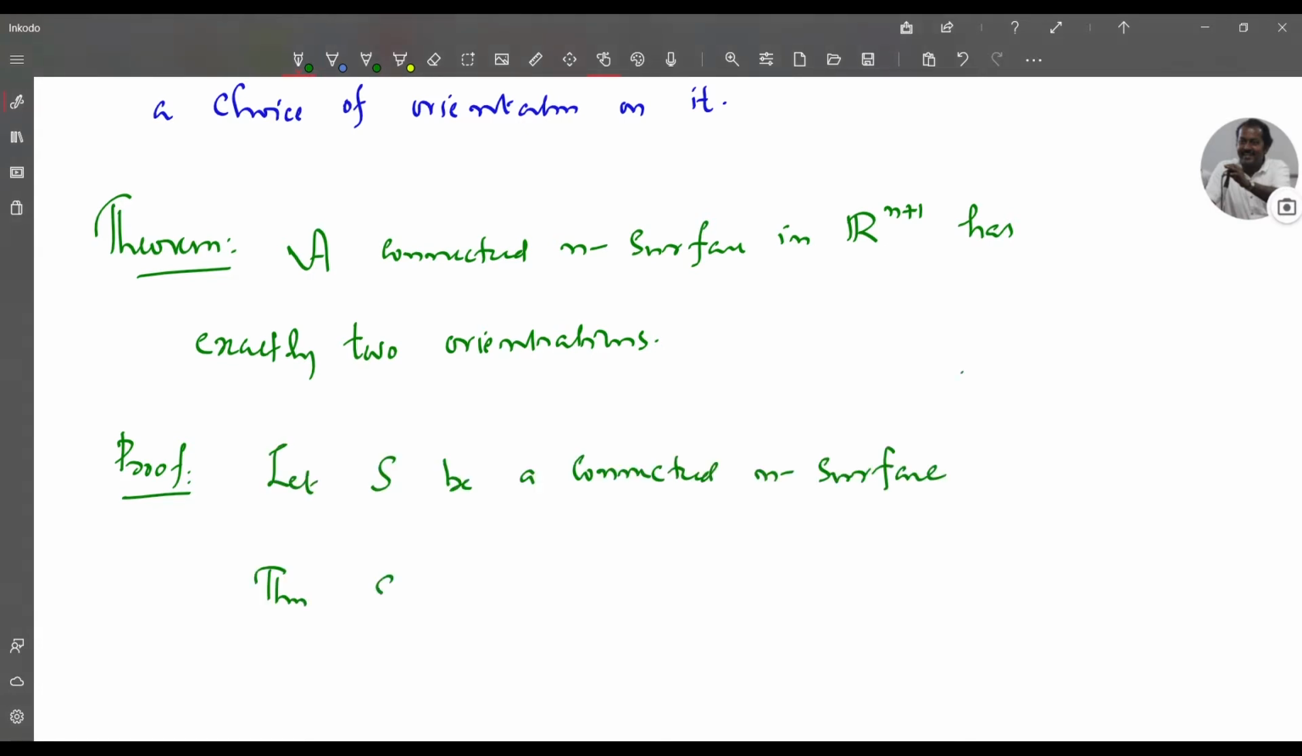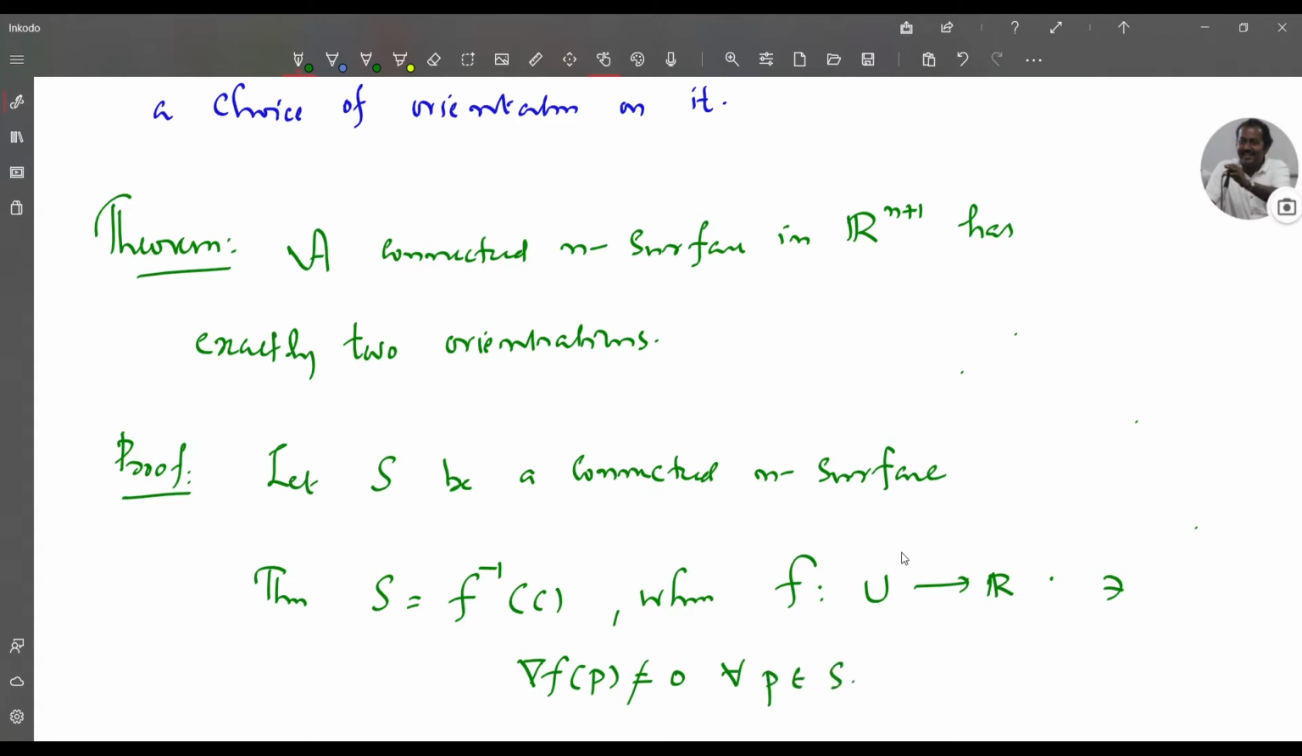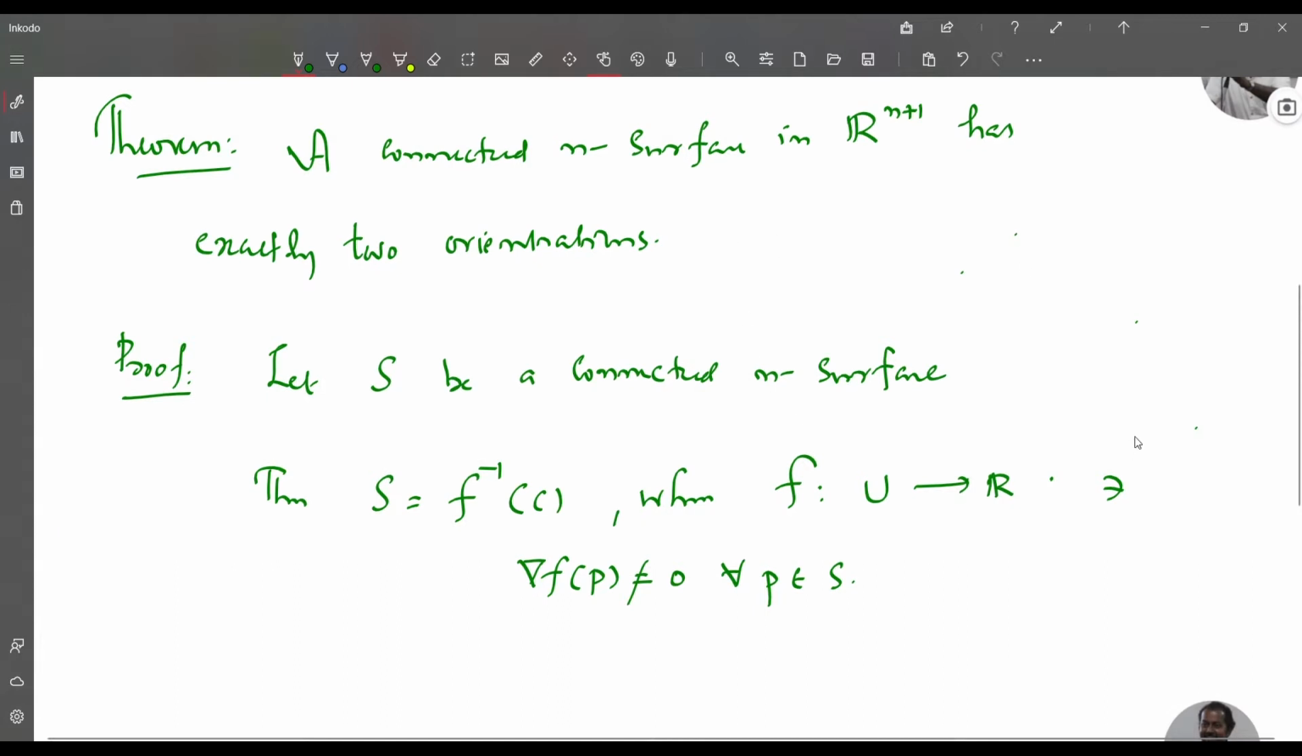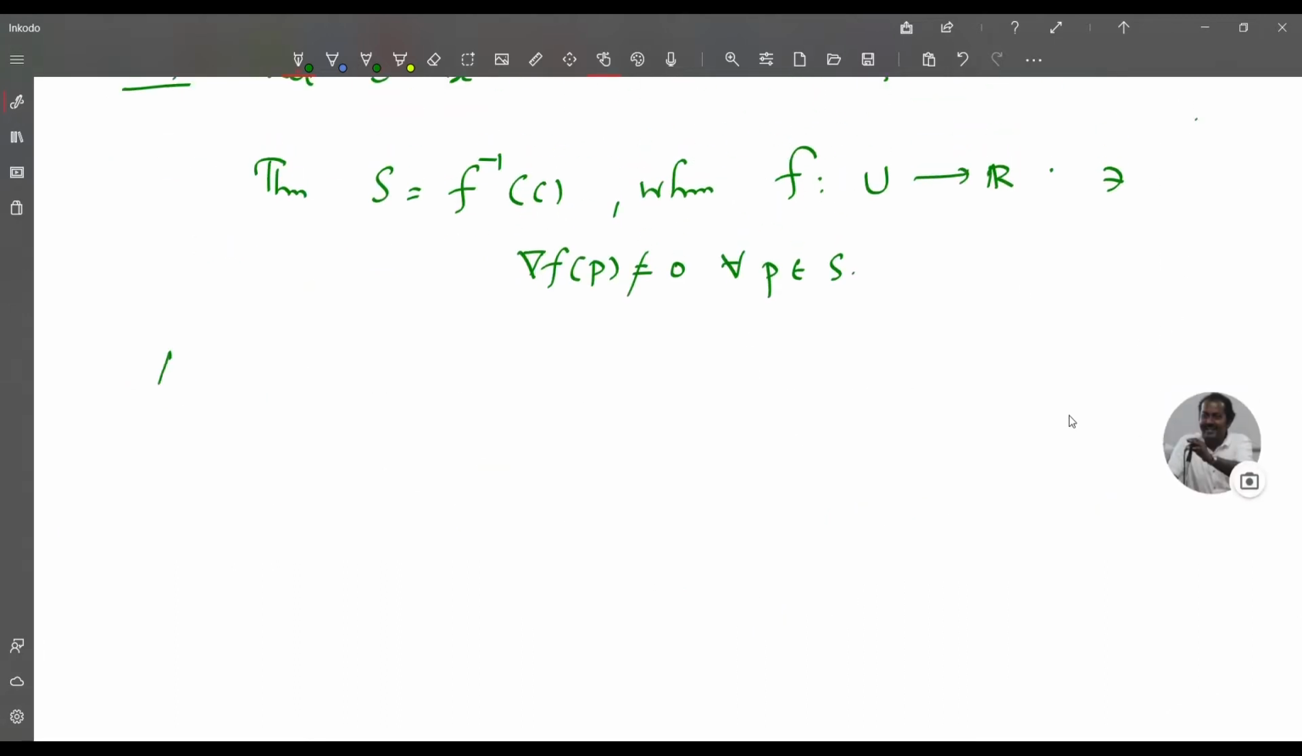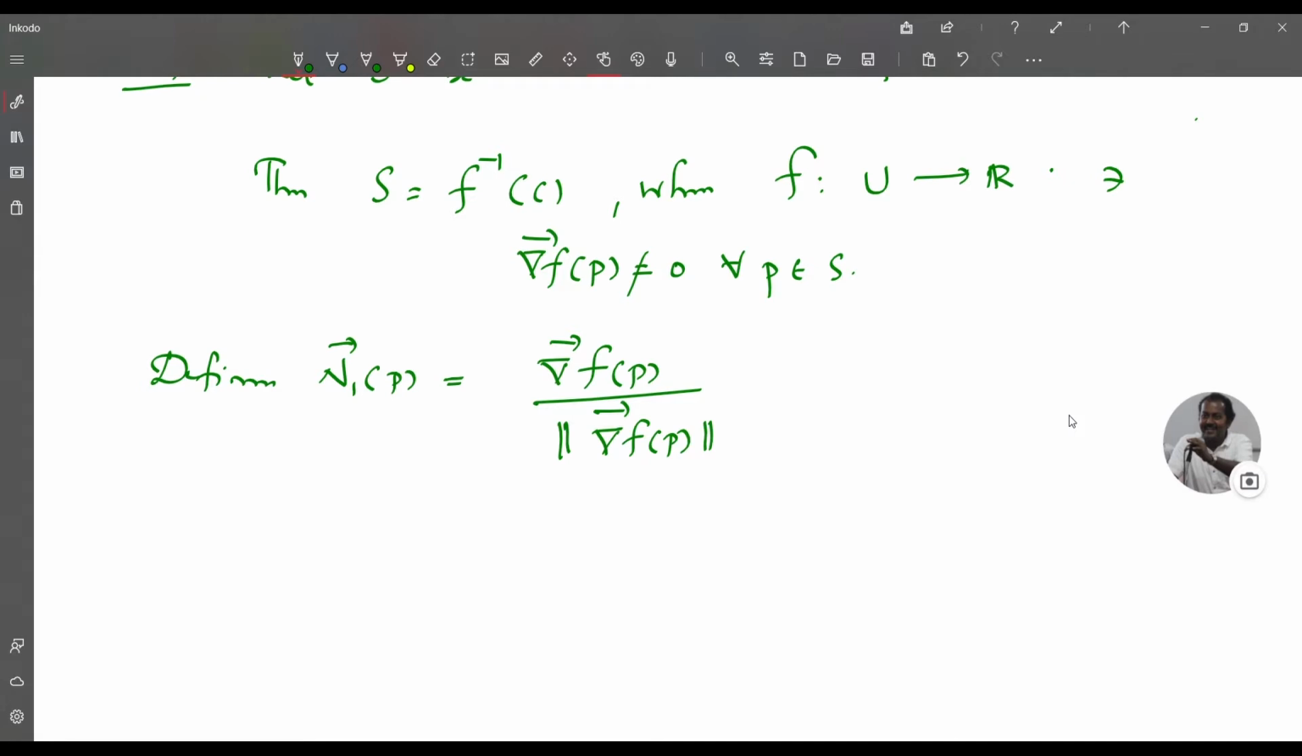Then S is equal to F inverse of C, where F is a function from U to R, where U is open in R^(n+1), such that del F of P is not equal to 0 for all P in S. Now define n1 of P as del F of P divided by norm del F of P for all P in S. Then n1 is a smooth unit normal vector field on S.